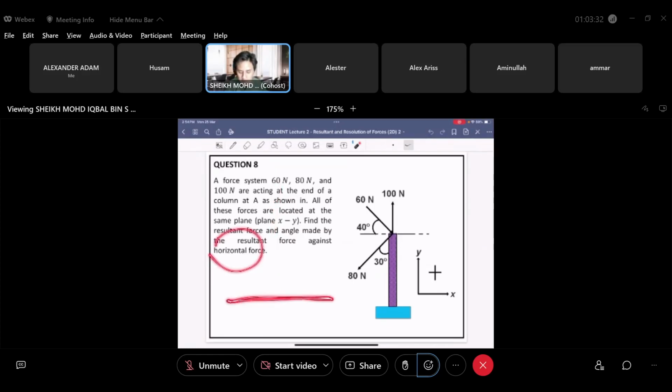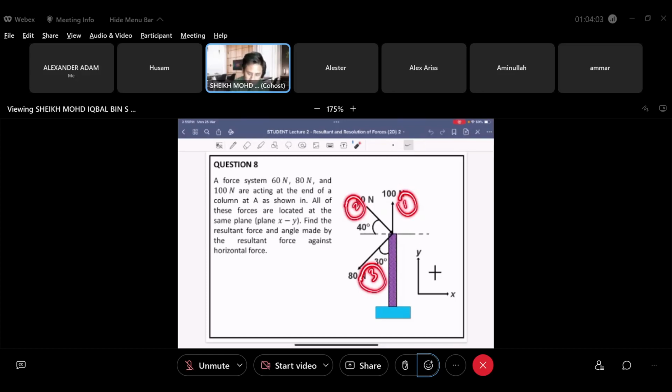So the first thing you need to do is draw your free body diagram. After you have drawn your free body diagram, you have to solve this systematically. There are 3 forces here: the first force here, the second force here, and then your third force here. So we need to solve it one by one. It looks complicated, but once you solve it one by one, it gets easier.